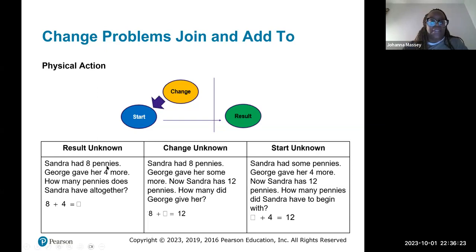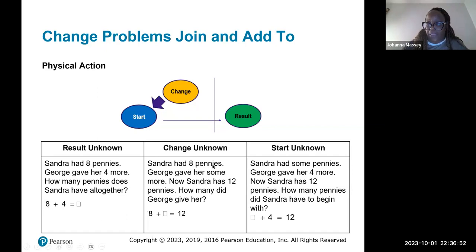Sandra had 8 pennies. So we started off with 8 pennies. George gave her 4 more. So the change is you're gaining 4 more pennies. She gained 4 more pennies. How many pennies does Sandra have altogether? So that's 8 plus 4 equals some number. We know it's 12. Then we have change unknown, which is a physical action. Sandra has 8 pennies, right?